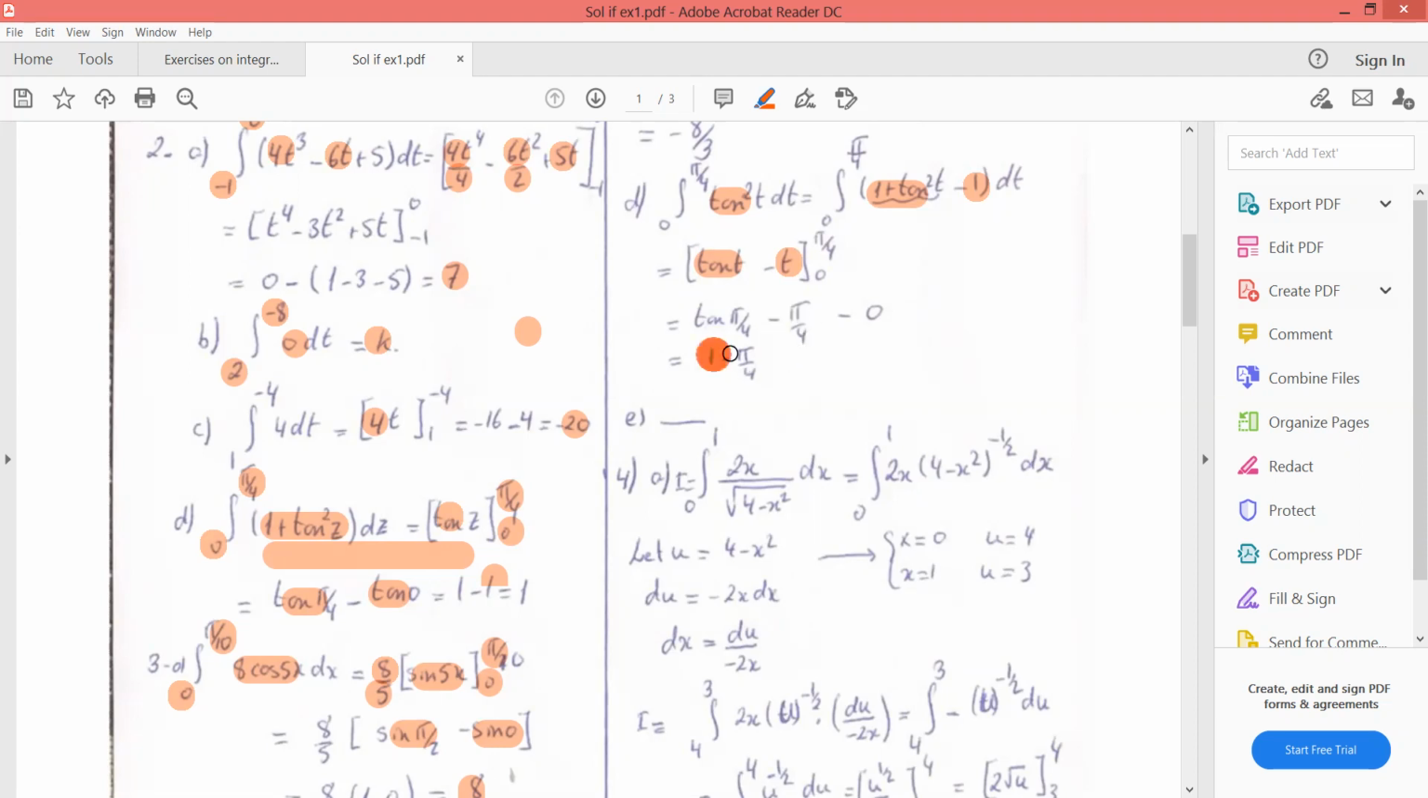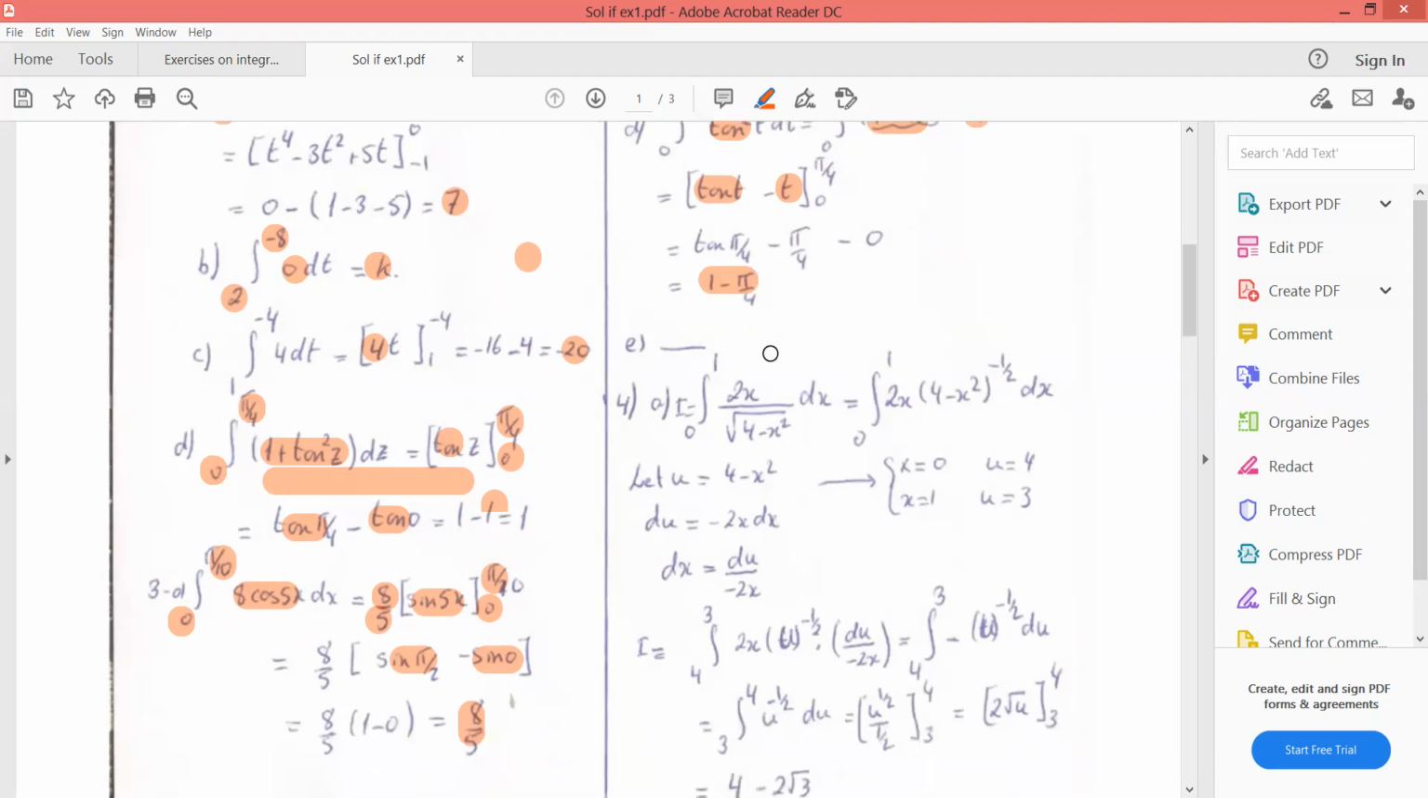Okay, these were exercises 1 to 3, using only the rule of power, or the rule of sine, cosine or tangent. Now exercise number 4 we cannot solve this way.